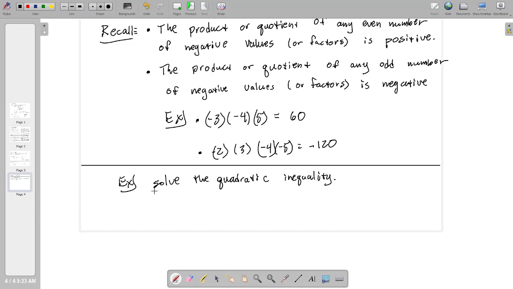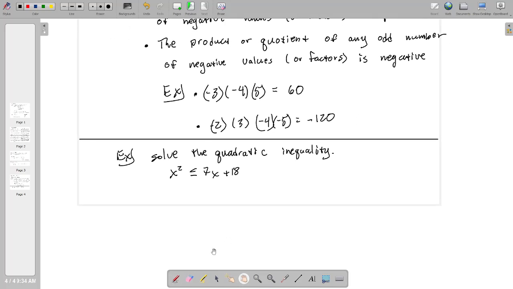Solve the quadratic inequality. When we solve a quadratic inequality, we want to start off by solving it as if it was an equation and not an inequality. So we're going to do everything that we've done prior. Get everything on one side, let the other side be 0. So let's subtract over our 7x and our 18 to the other side. And we end up with x squared minus 7x minus 18 is less than or equal to 0. Now what we want to do is factor.